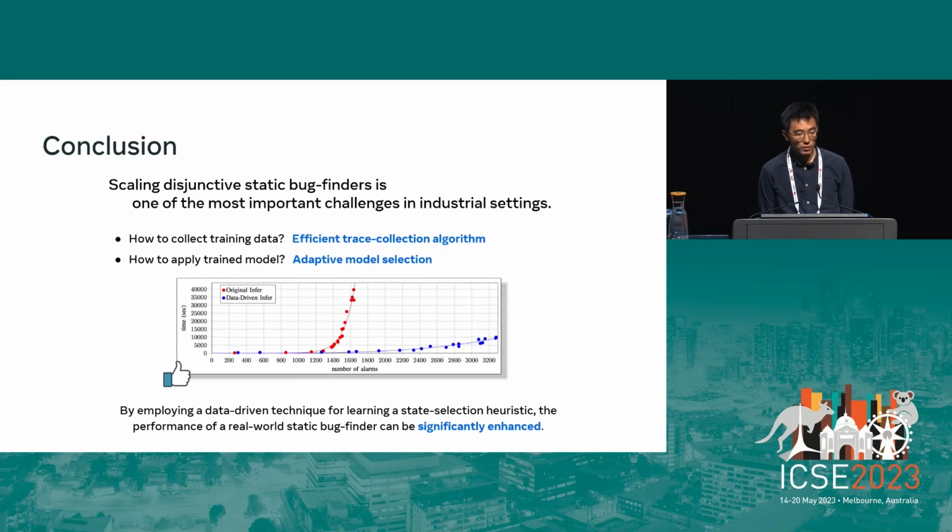So in conclusion, scaling a disjunctive static bug finder is one of the most important challenges in industrial settings. There are two challenges: how to collect the data and how to apply the trained models. We propose two different solutions. By employing a data-driven technique for learning a state selection heuristic, the performance of a real-world static bug finder can be significantly enhanced. Thank you very much.